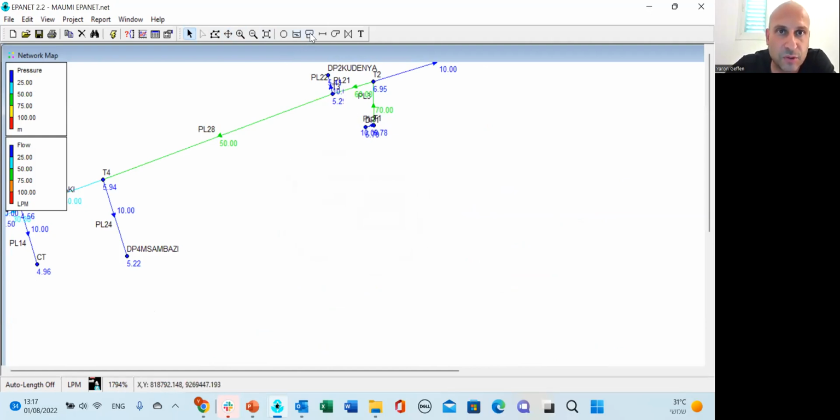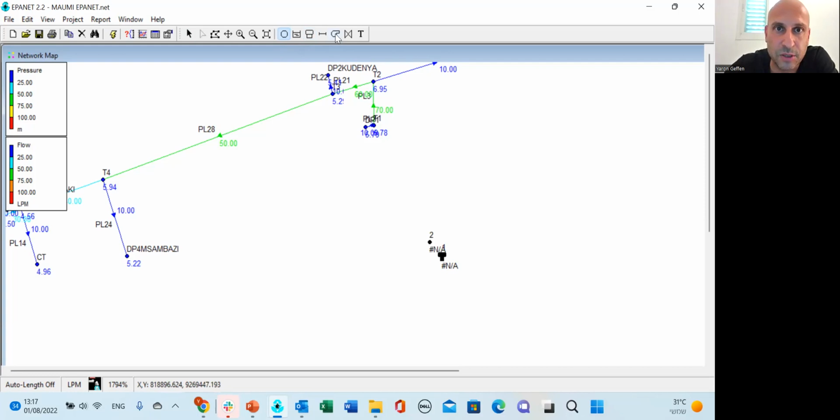Now what I have to do is add the tank. The tank, which is located right next to the borehole. So as you remember in the KMZ, it was located somewhere around here. And now we'll add another node.